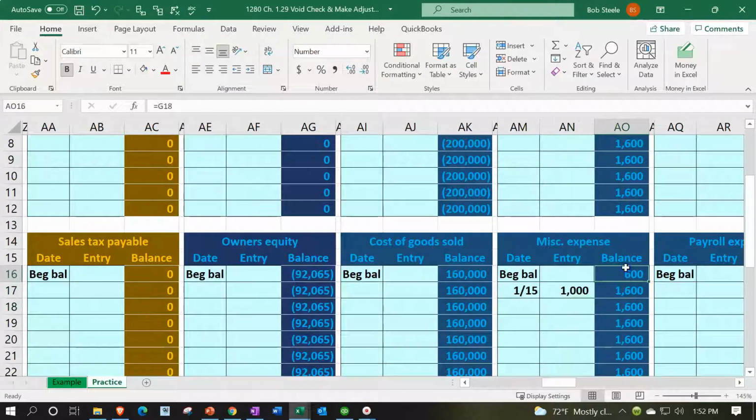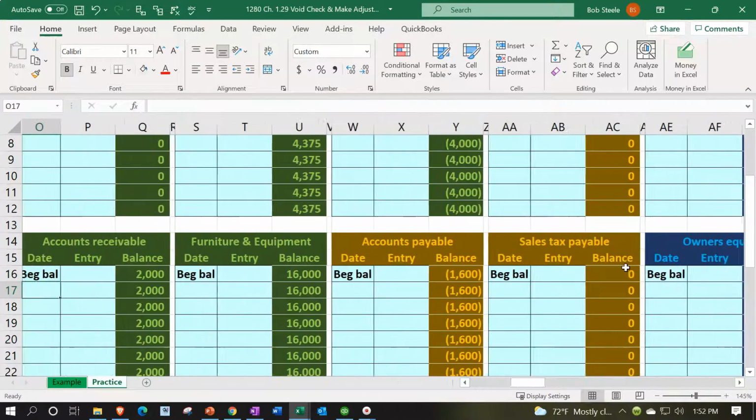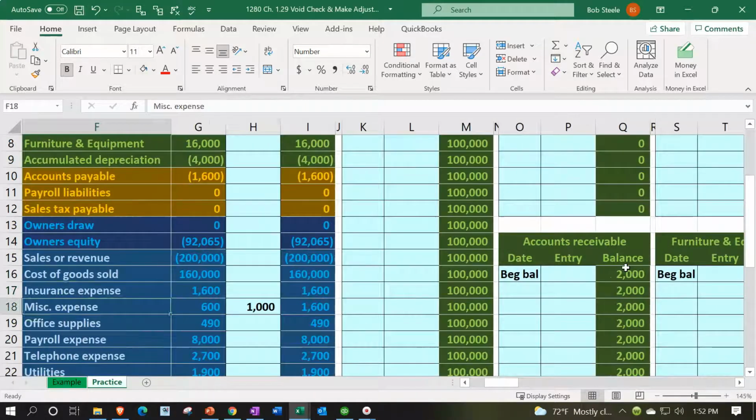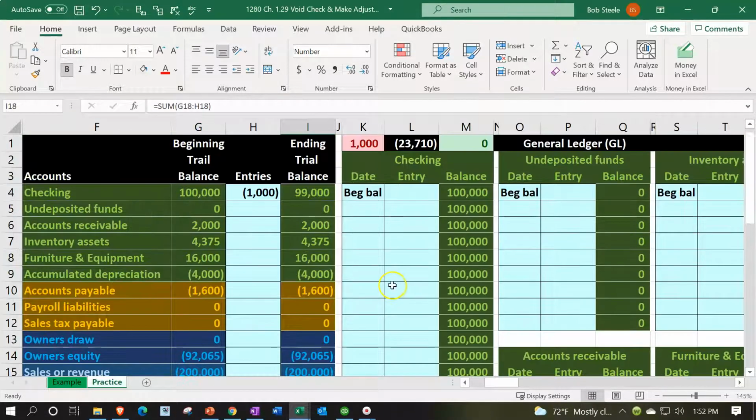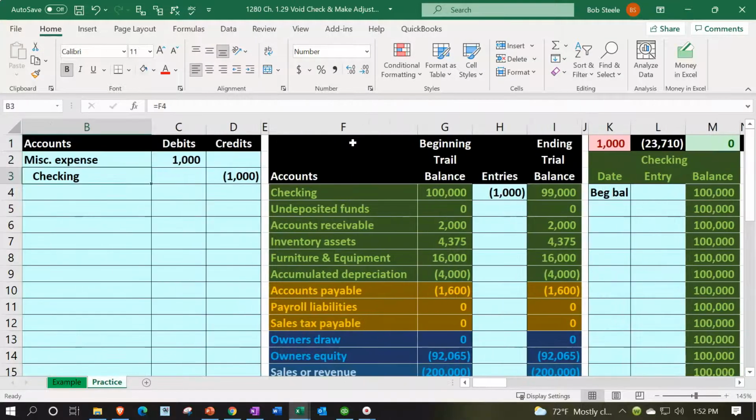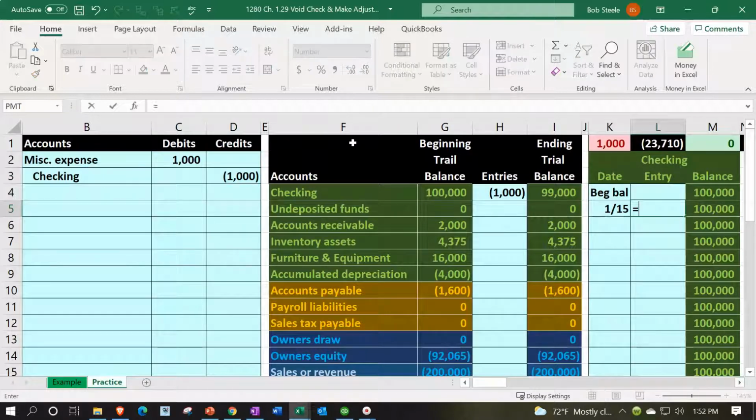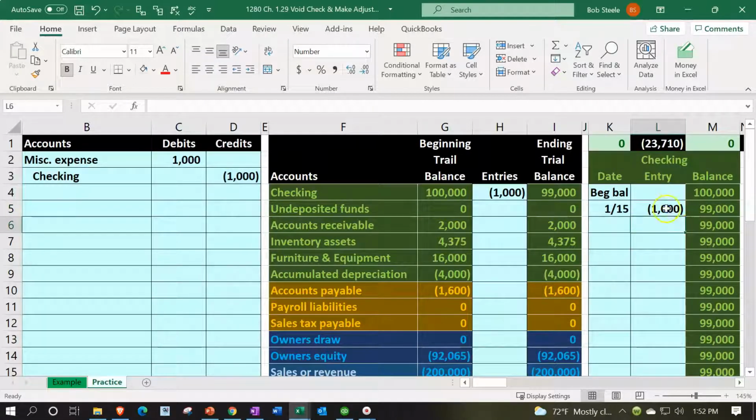Now we went from 600 up by 1,000 to 1,600. That 1,600 should then be on the trial balance. Let's check it out. It is indeed there. That's good. And we're out of balance on the GL till we record the second half, which is to the checking account, our first account right here in K5 115. This is going to be equal to that 1,000 decrease to the checking account, the 100,000 going down by 1,000 to 99,000, that 99,000 matching what's on the trial balance, the general ledger back in balance.